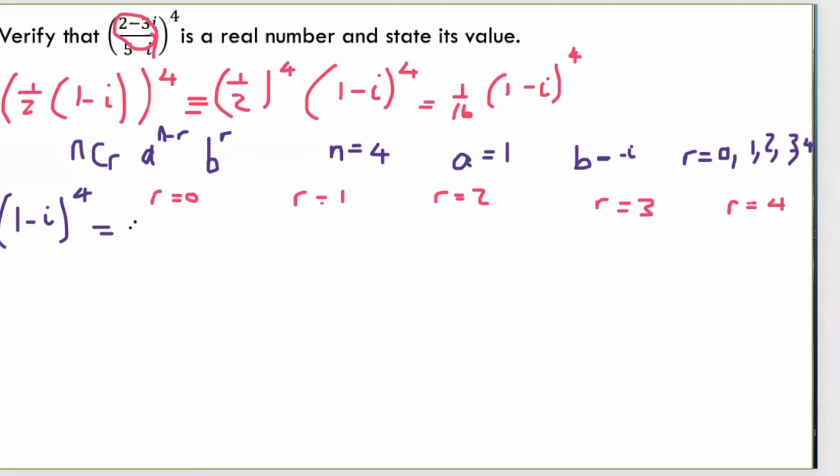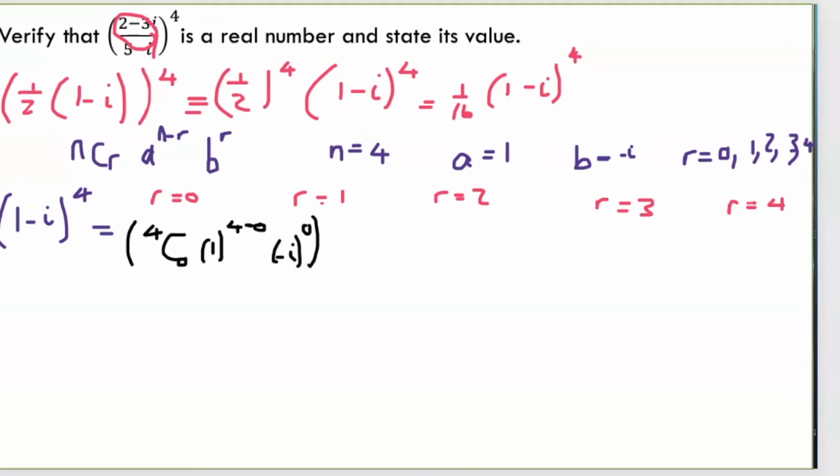So we'll be substituting into the formula. Where I have n, I replace it with the number 4, rewrite c, and then r is now 0. a is 1, so I replace here to be 1 raised to the n minus r, so n is 4 and r is 0, so it's 4 minus 0. Then we replace what is b. b is minus i, so I replace here to be minus i raised to the power r, which is 0.